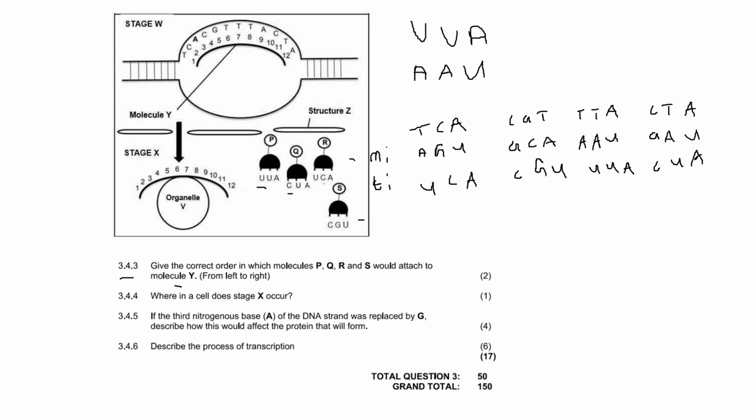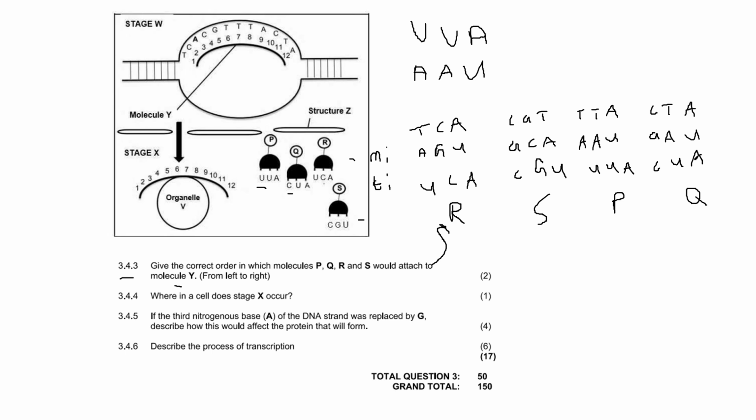So let's find out how they are in the order. First one that will be there will be UCA. UCA is R. So the first one that will come will be R there. Then the other one will be CJU, which will be S. The other one will be UUA. UUA will be P. And then lastly, we're going to have CUA, which will be Q. So that will be the order they're asking us. The order they're going to attach will be R, S, P, Q.